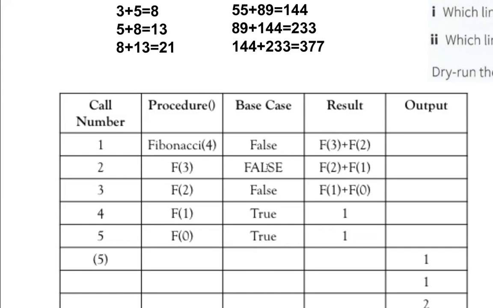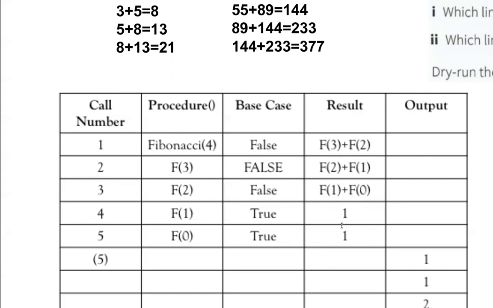Okay, moving to Fibonacci 2 now. This will be my third call. Not the base case yet either. Now I'm moving towards Fibonacci 1 and Fibonacci 0. As you can see here, these are the two base case values. Fibonacci 1 is the base case and will return the value 1. Fibonacci 0 is the base case as well and will return the value 1 again.